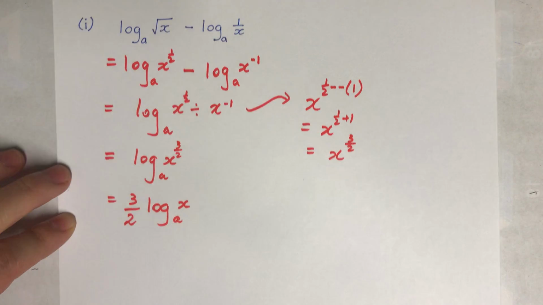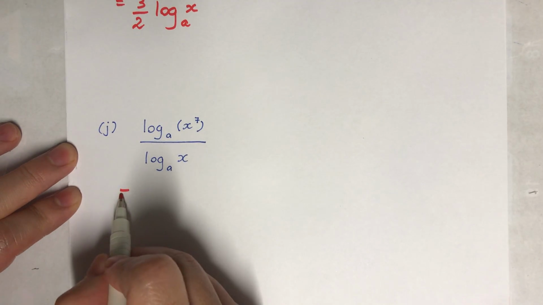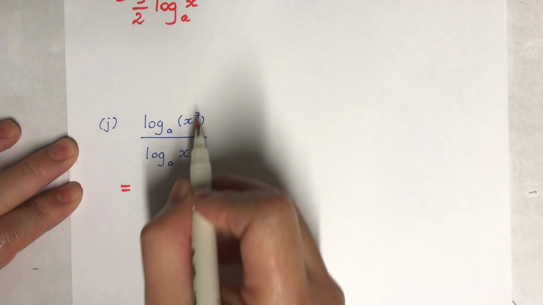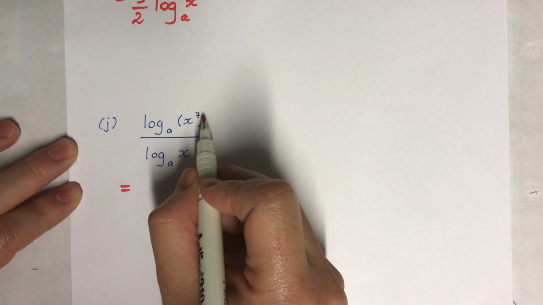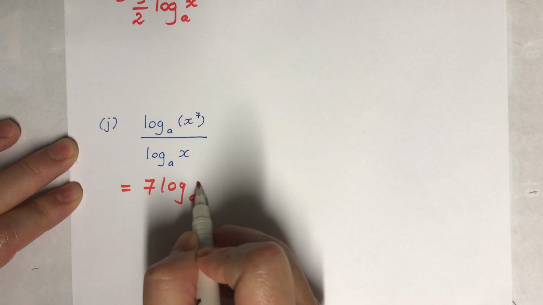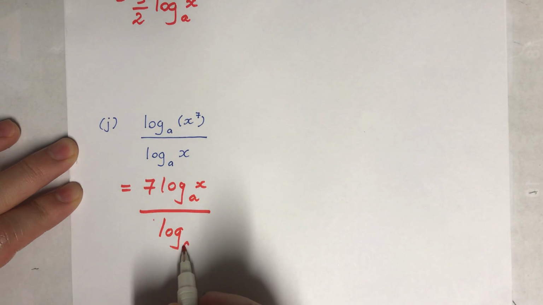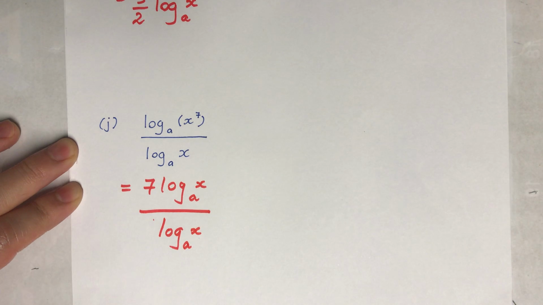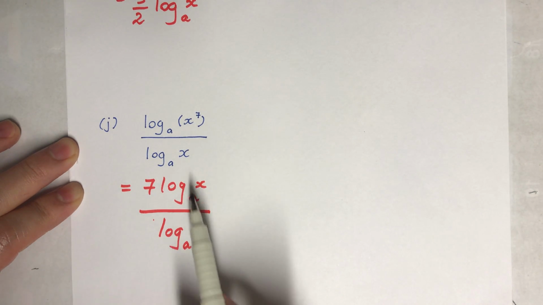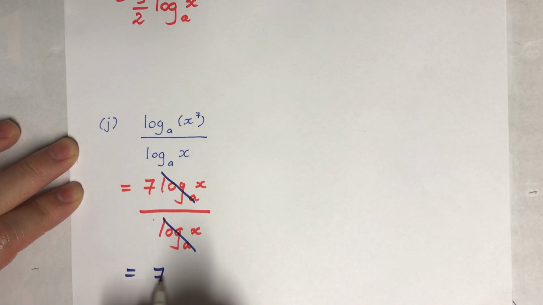Okay, and the last one, let's have a look. Now this one looks a bit complicated, but it's not. I'm just going to change this one, power to the front, 7 log a of x, and then leave this denominator the same. Now you can see the top part and the denominator are the same, so the numerator and denominator are the same. So I can just cancel this, and the answer will be 7.